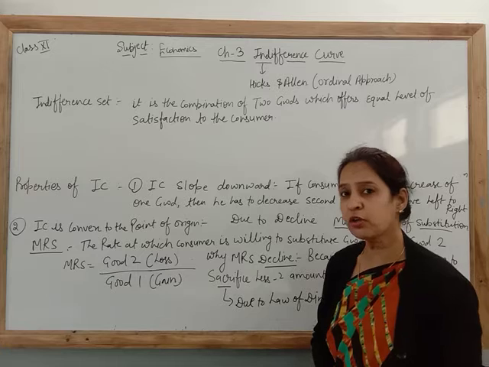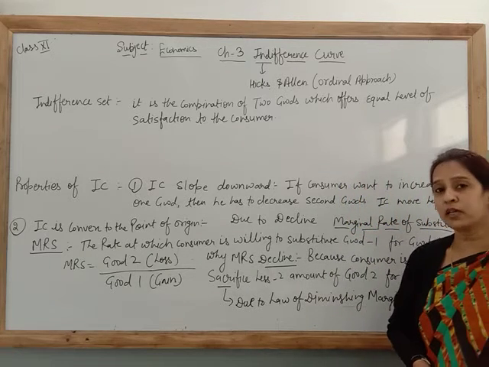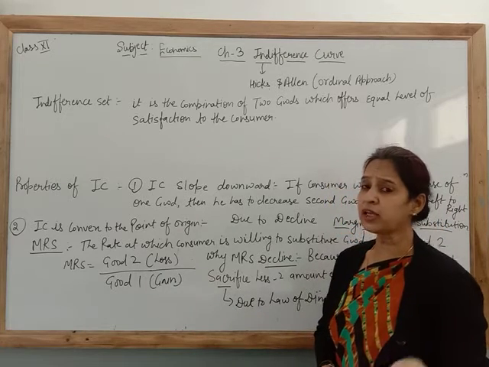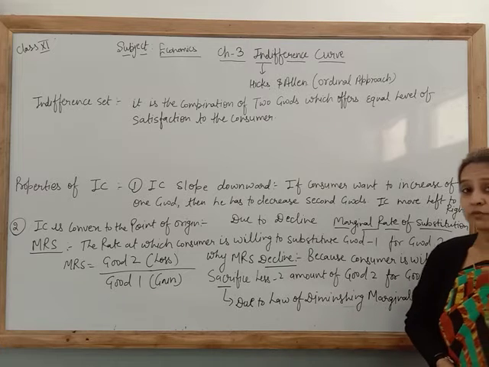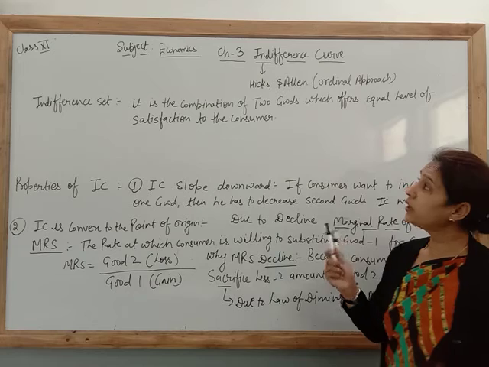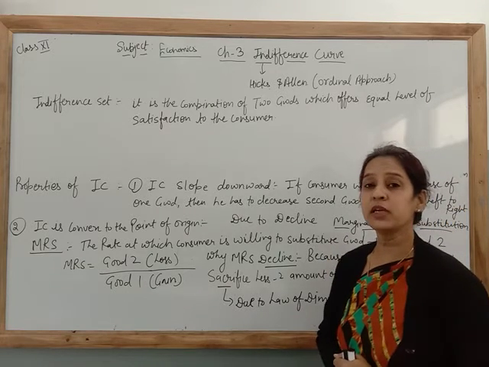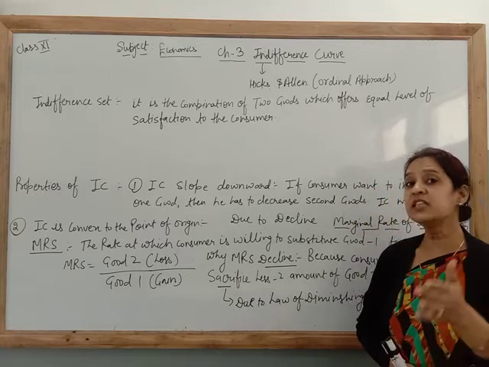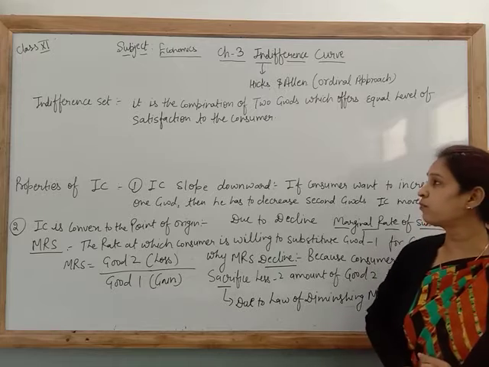As Marshall told, utility can be measured in utils or money. So that approach, which is given by Marshall, is known as the cardinal approach. But Hicks and Allen said that utility cannot be measured in terms of money. It can be given only a preference and rank. That's why this approach is known as an ordinal approach.